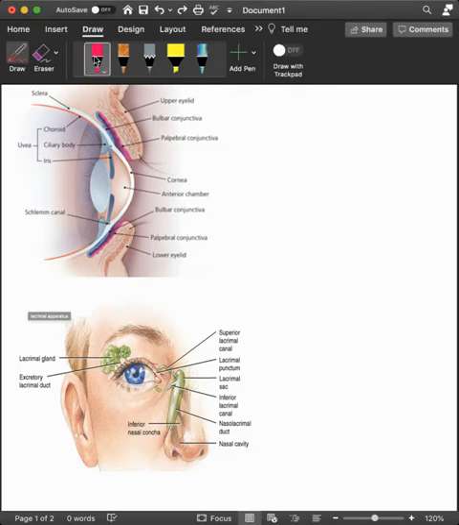Hello, everybody. So in this video, I'm going to be going over the accessory structures of the eye. We've already gone over some of the internal structures. We had those fibrous layer, the vascular layer, and the neural layer, or the retina. Now we're going to talk about some external structures. So these structures help protect and clean the eye.